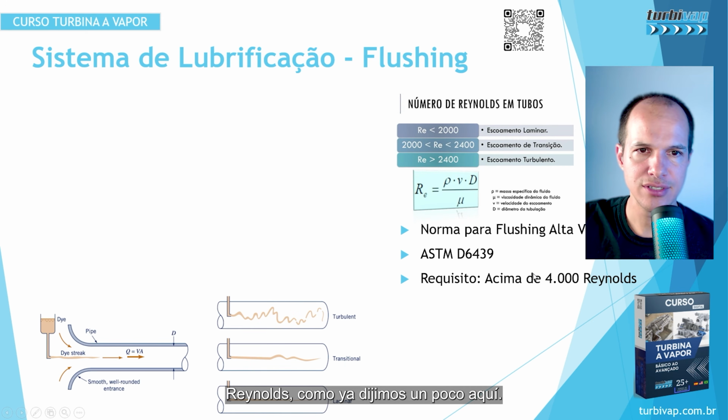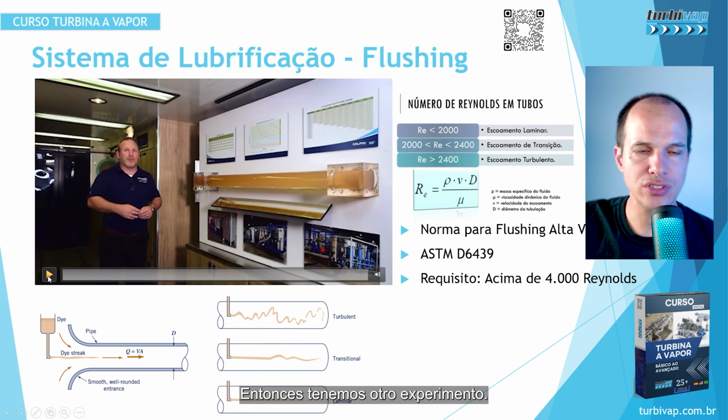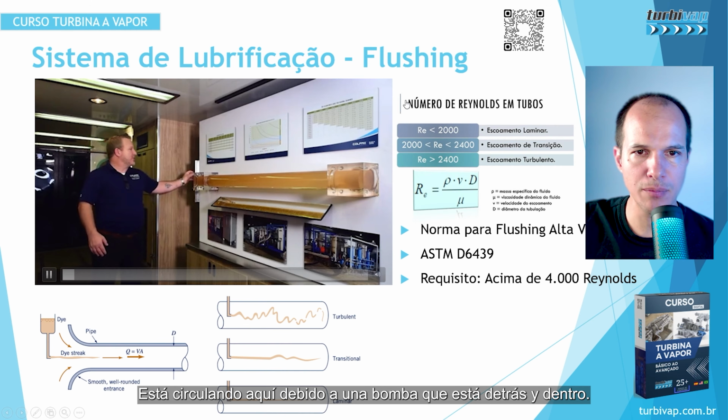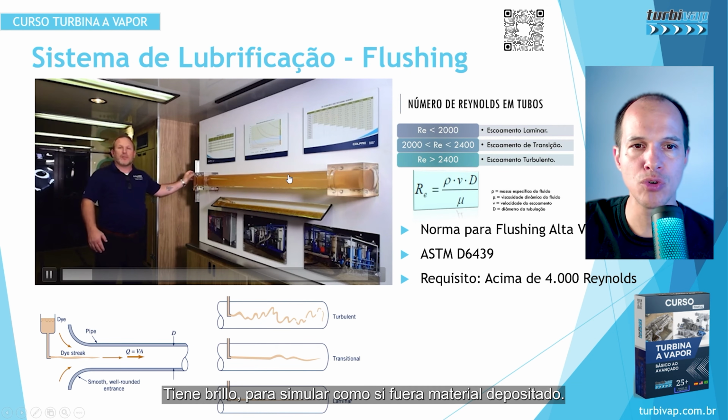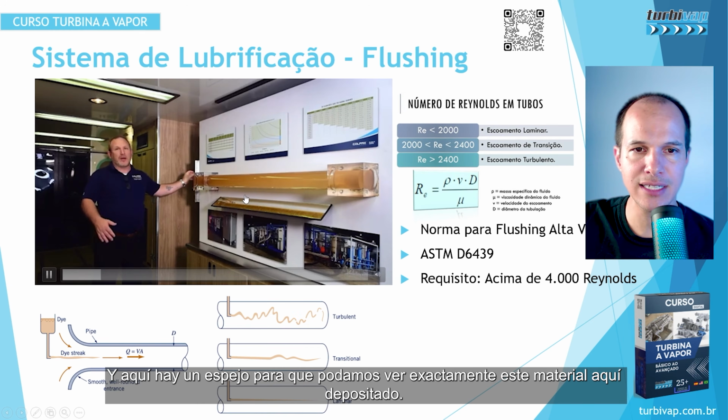But for high-velocity flow, standard ASTM D6439 requires, for so-called high-speed flushing, a travel speed above 4000 Reynolds, as we already said a little bit here. So we have another experiment, also to elucidate all this and illustrate it better.